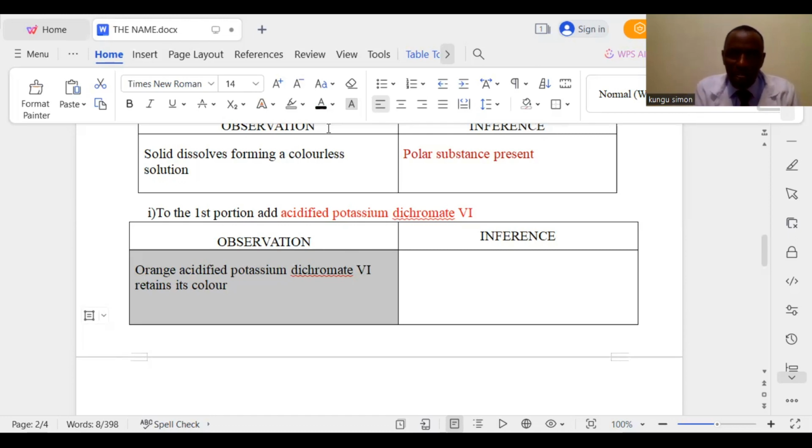You must mention the color of the reagents. And this one also applies for potassium manganate(VII). You must be able to mention the color so that you're able to get the full mark. So with this one here, automatically we're looking for ROH.